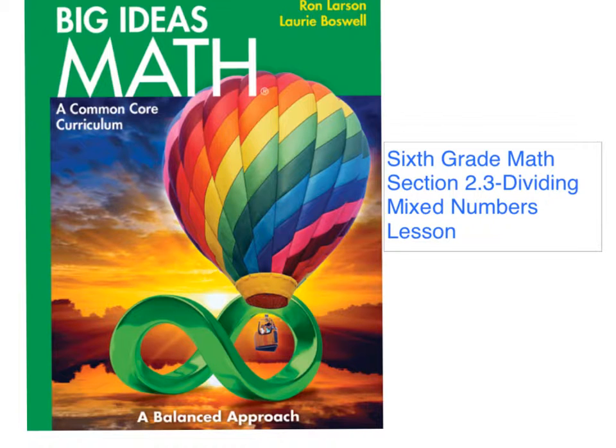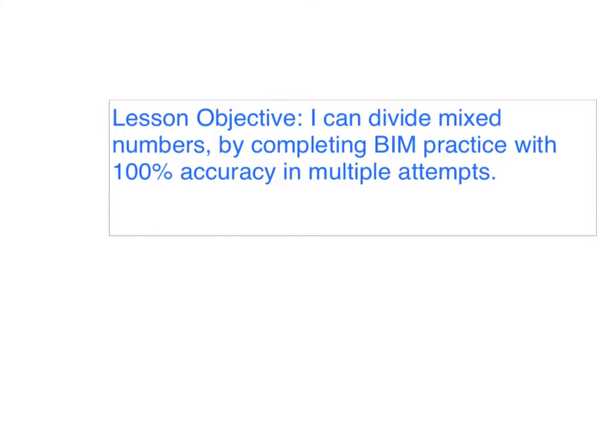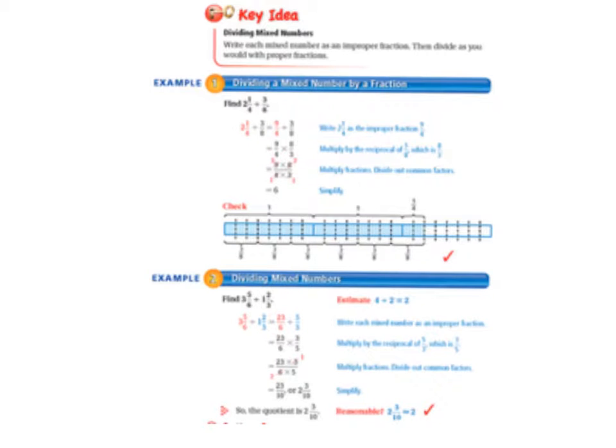Pause while you write the lesson number and title in your math notebook. Pause again while you write today's lesson objective in your math notebook. Today's objective is, I can divide mixed numbers by completing Big Ideas Math practice with 100% accuracy in multiple attempts. Today we'll be working on the examples in your textbook on pages 72 and 73.